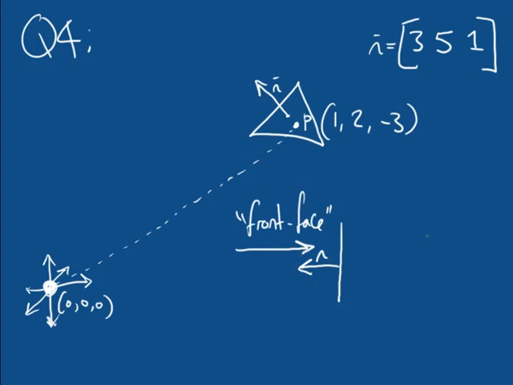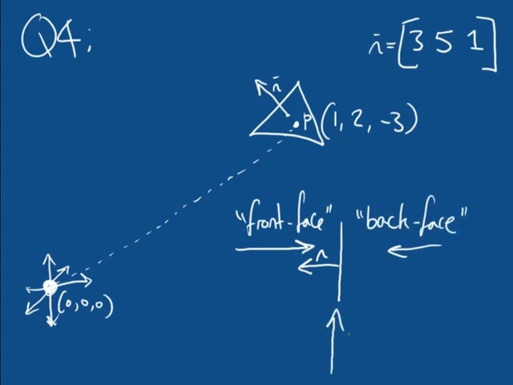However, if our camera is behind this triangle and looking at the other side, we're looking at the back face. Now, short of looking directly down the side of our triangle, we're either going to be looking at the front face or at the back face of our triangle.